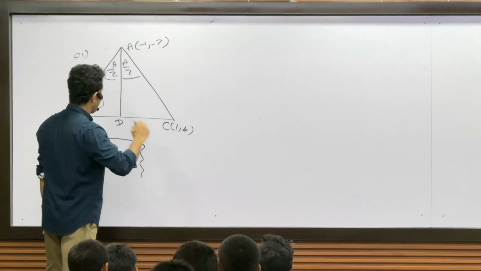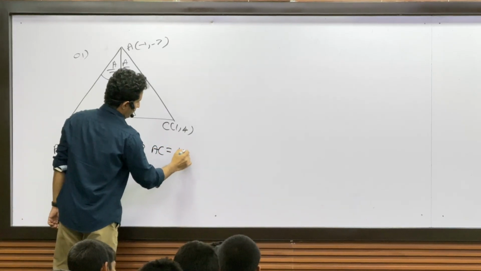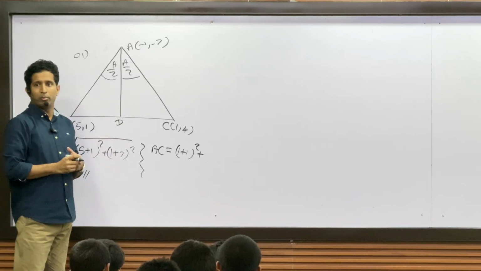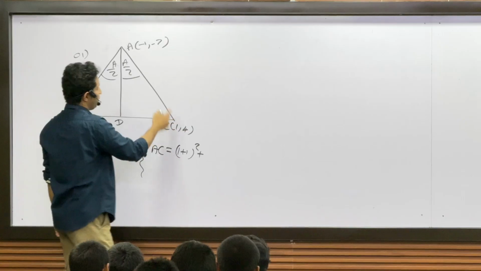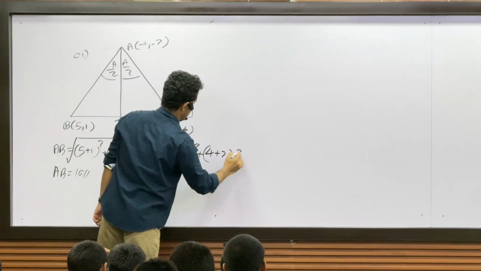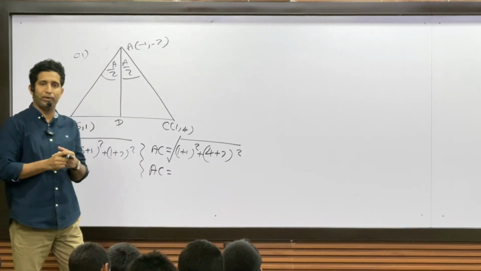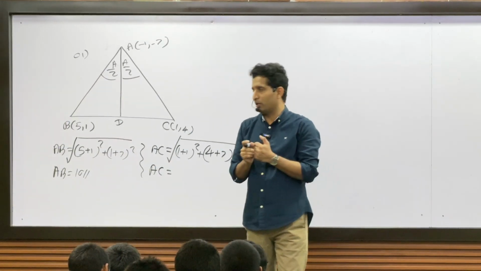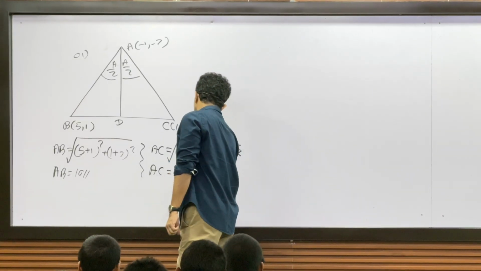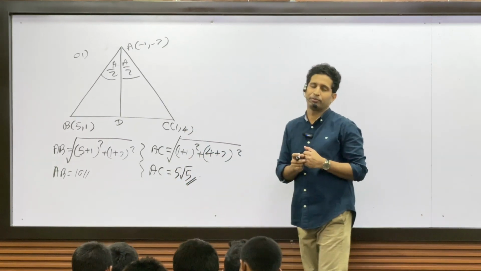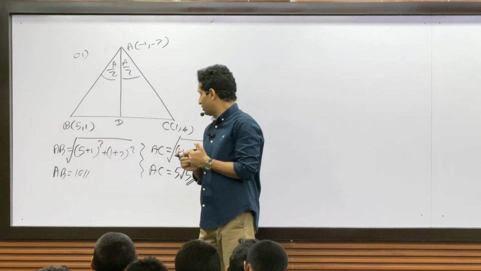And the next one, I'm trying to find AC. AC equals the square root of (1 plus 1) to the power 2 plus (4 plus 7) to the power 2. So AC equals 4 plus 121, that is 125, which comes to 5 root 5, right? Now this is AC. Now you know what AB is and you know what AC is.